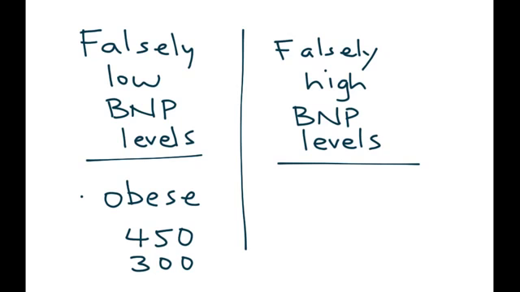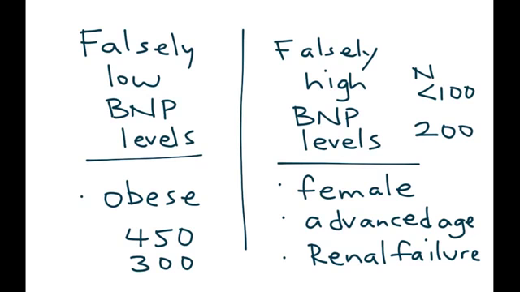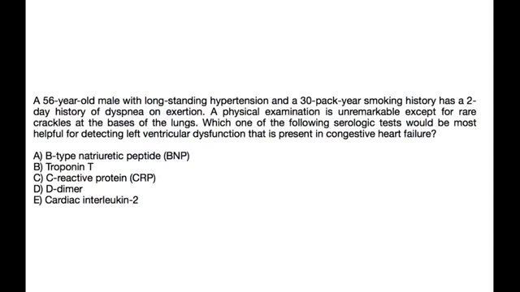In contrast, you also have certain patients where the BNP value can be falsely high. And there's three that I wanted to mention. Sometimes in female patients, patients that are advanced in age, and patients that have renal failure. So for example, normal BNP value is less than 100. But in these patients, even if they do not have CHF, their BNP value can be higher. So it may be, let's say, 200, or maybe even higher, even though they do not have CHF. And that's what I mean by falsely high BNP values. So let's take a look now at a few clinical vignettes.